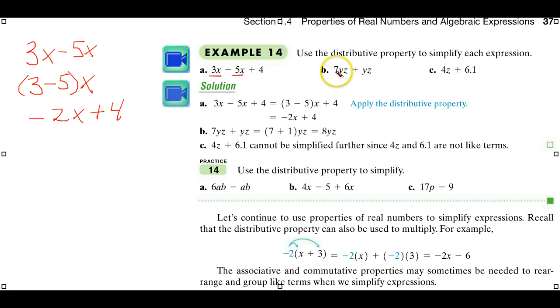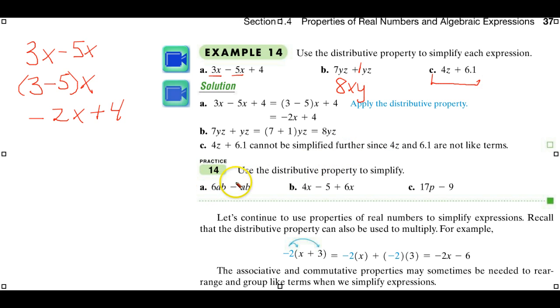Now here, yz, and we would put a 1 there, which is not written by convention, but to help us. Then the only thing we deal with is the numerical coefficient of that, which is the 7 and the 1, which gives us 8xy. Now here there are no like terms, so this is as far as you can go.